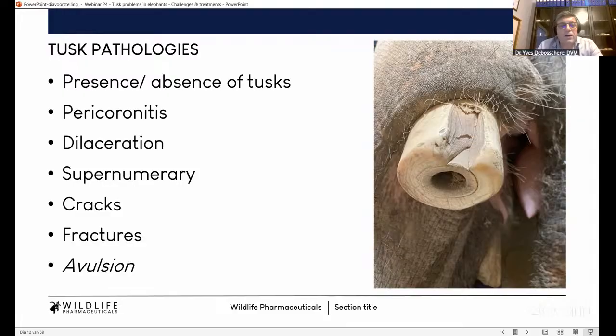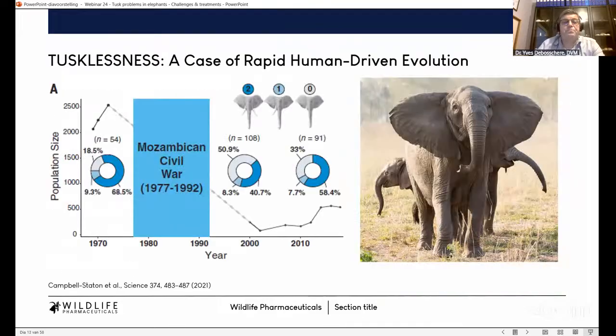Avulsion is in italics because I know that it's possible. It is described, but I never saw it. And knowing from Gerard Steenkamp, he only saw it once. So he has a picture of it. I don't, but it can be that avulsion occurs.